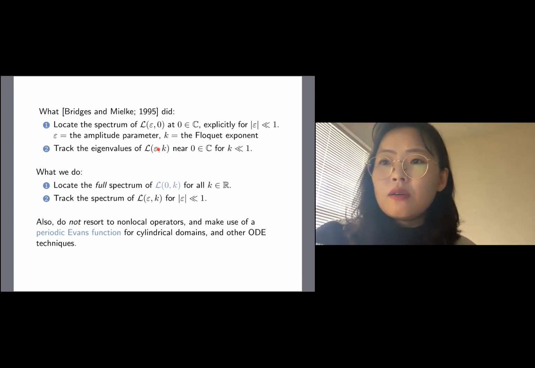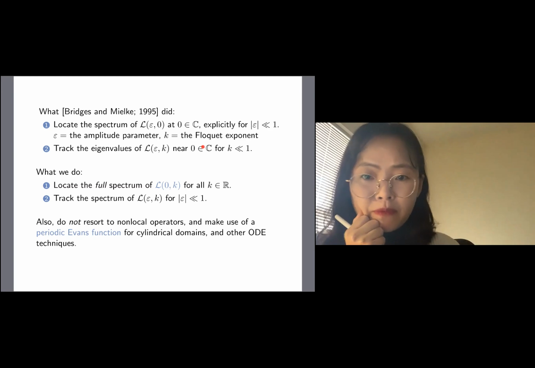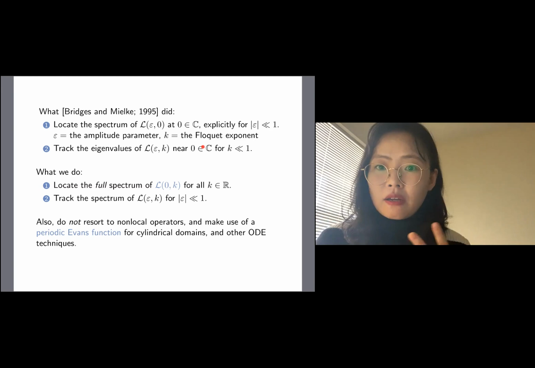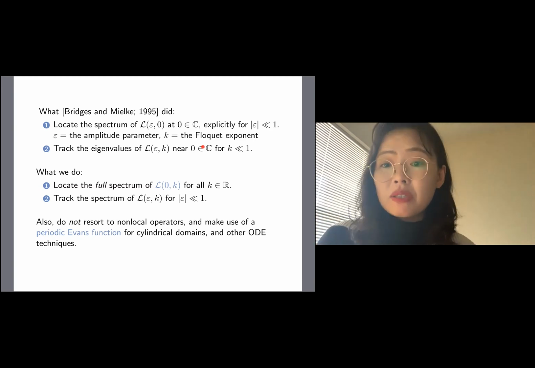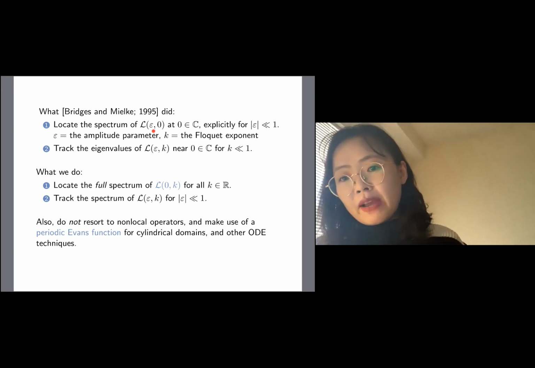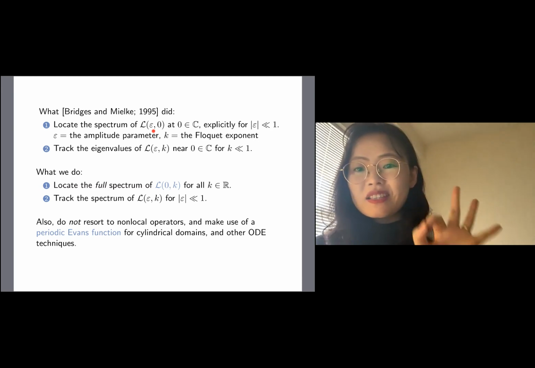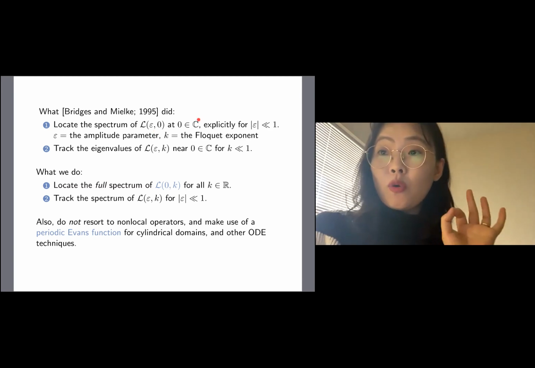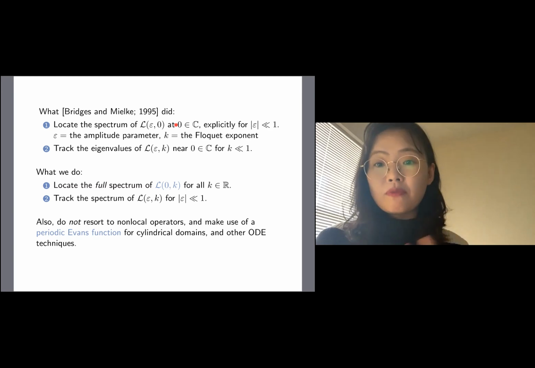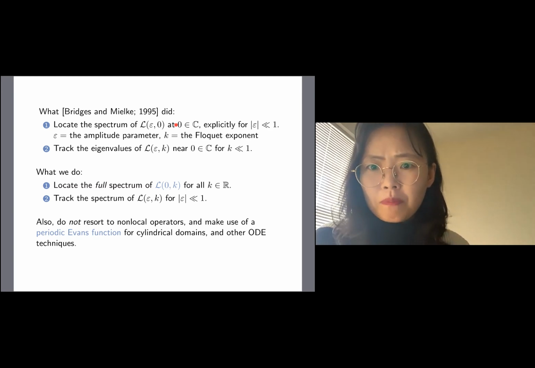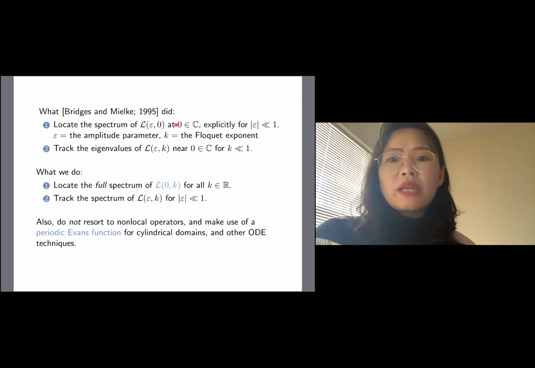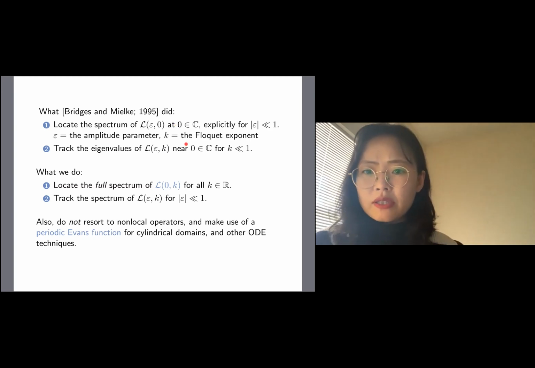This idea was unfortunately not helpful for our purpose, because this kind of explicit spectral information for non-zero amplitude is available only at this special location, the origin of the spectral plane, and it gets lost once we depart from the origin. But we are interested in spectrum away from the origin. So we do the opposite in our strategy.